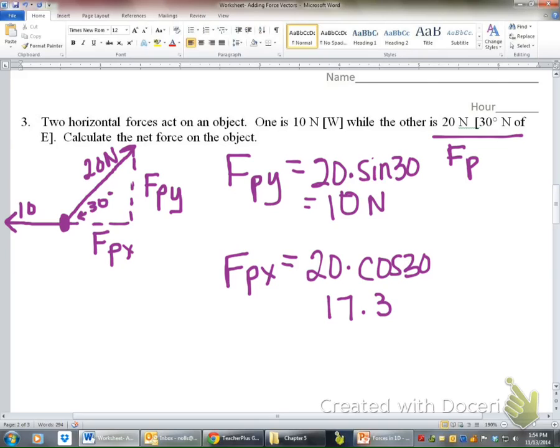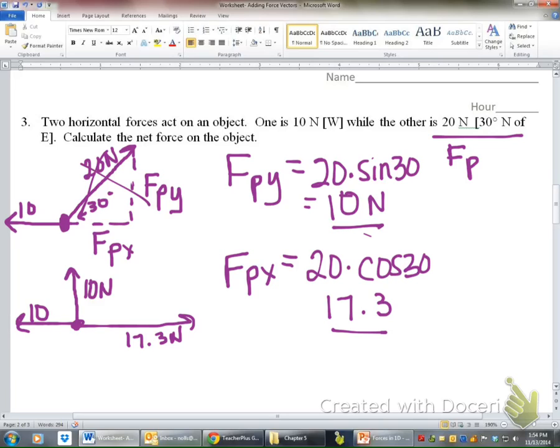Okay. So now if we redraw our free body diagram with these components broken up, this is what it would look like. We'd have 10 newtons this way. We would have our y right here, FPY. Is it going up or down? Up. So we have 10 newtons this way. And our x component, is it positive or negative? Positive. So we'd have 17.3 newtons going in this direction. The 20 we're done with now. We found the components of it, so we can't work with the 20 because it's at an angle. We have to find components, and then we can work with those. Okay? So we're done with the 20 for now.